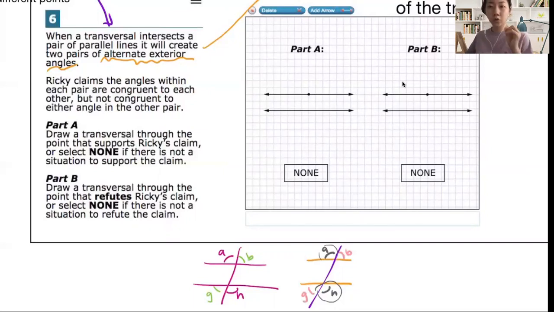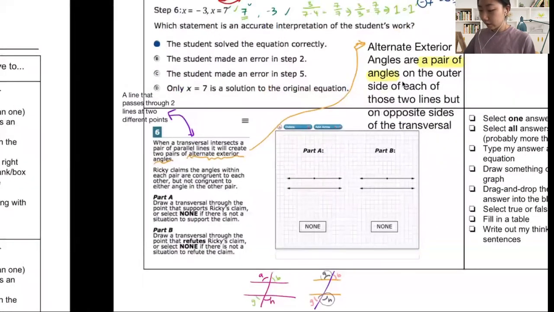So those are the two alternate exterior angles in a parallel line. Part A is to draw a transversal through the point that supports Ricky's claim, or select none. Let's look at his claim. Ricky claims that angles within each pair are congruent to each other, but not congruent to either angle in the other pair.